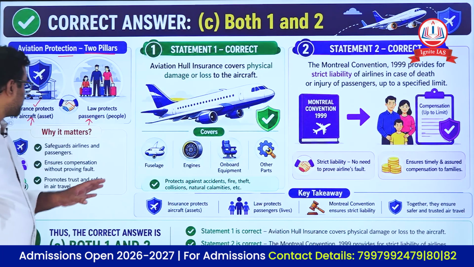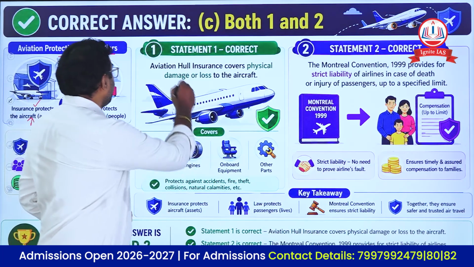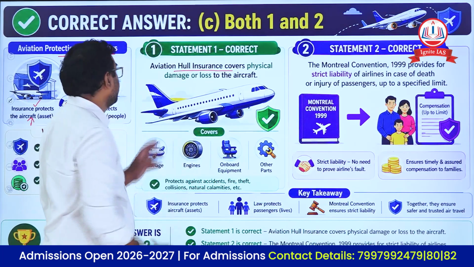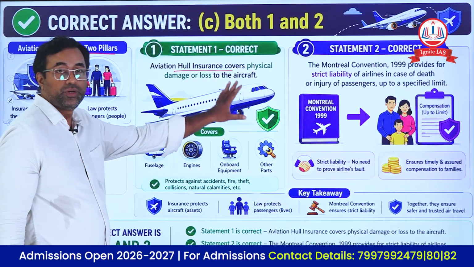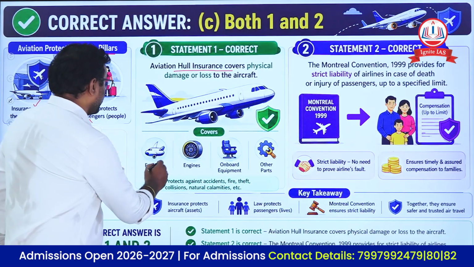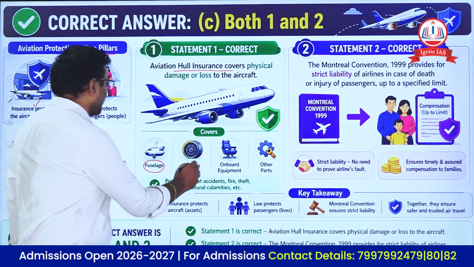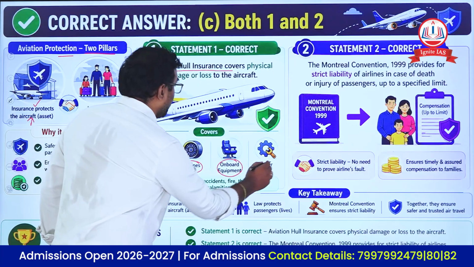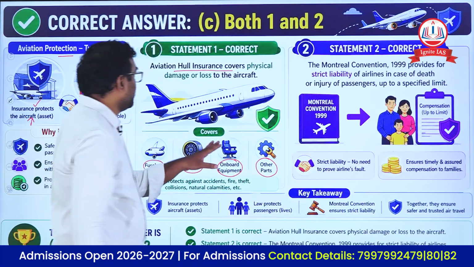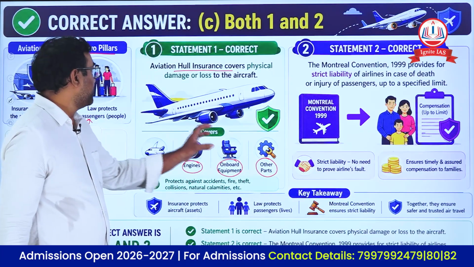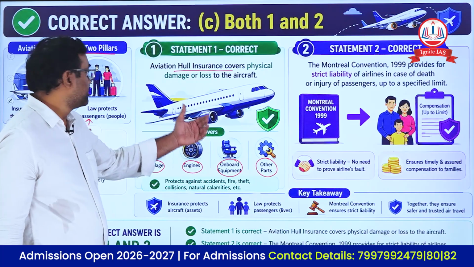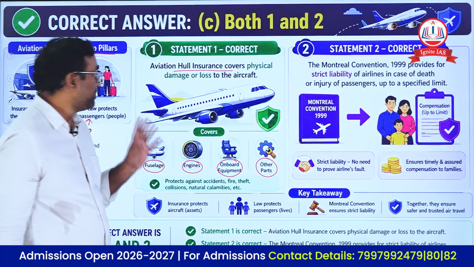In this context, if you see the first statement, aviation hull insurance covers physical damage or loss to aircraft, covering the fuselage, engines, onboard equipment and any type of parts. So these particular things can get insurance coverage. That is the reason the first statement is correct.